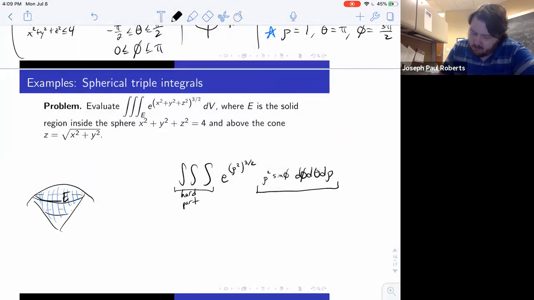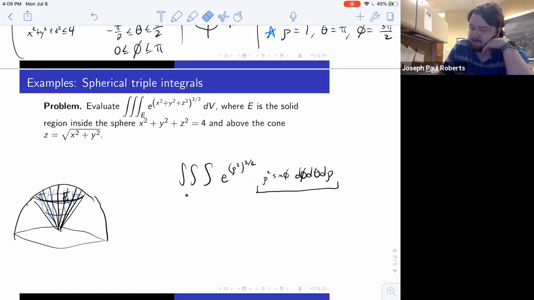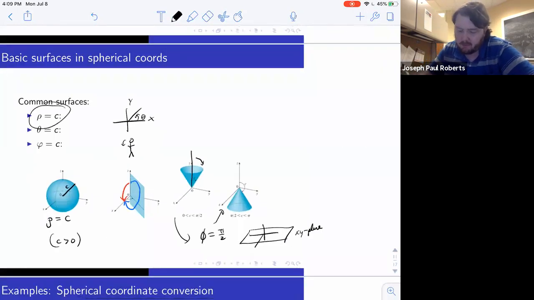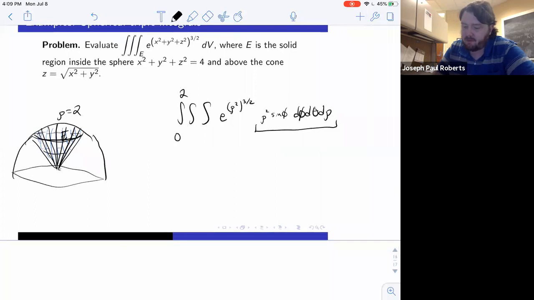That I'm inside the sphere, above the cone, and so I look something like that. And so, okay, if you start thinking about what rho starts at, what rho stops at, rho is going to start at 0 and stop at 2, of course, right? Because this sphere, remember we talked about rho equals c is a sphere of radius c. So this sphere of radius 2 becomes the equation rho equals 2.